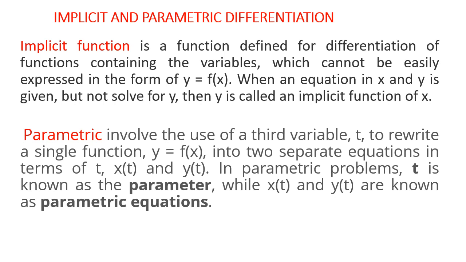Implicit and parametric differentiation. Implicit functions are functions defined for differentiation that contain variables which cannot be easily expressed in the form y equals f of x. Parametric functions involve the use of a third variable t to rewrite a single function y equals f of x into two separate equations in terms of t, x sub t and y sub t.